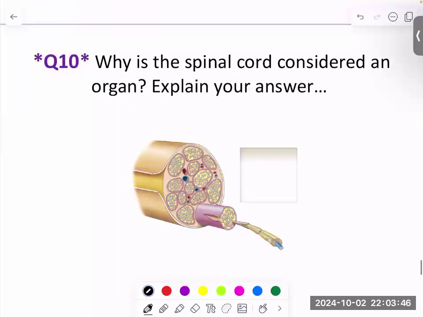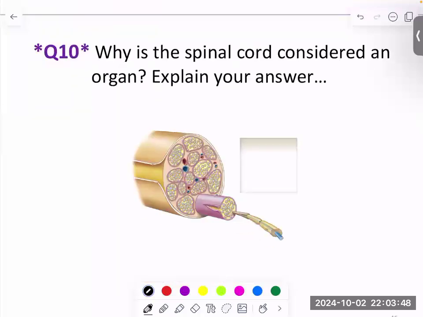Why is the spinal cord, why is the spinal nerve, considered an organ? What are you going to tell me? It's made of what? Write that down. Don't forget that. That's the answer to question 10. It's made of 2 or more tissues.